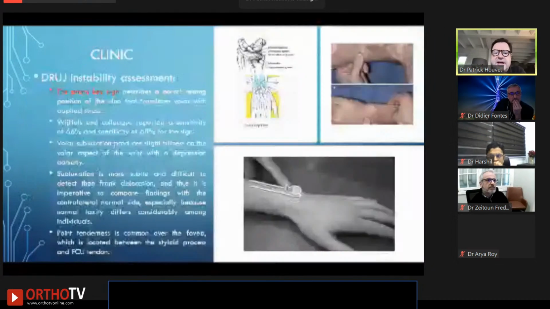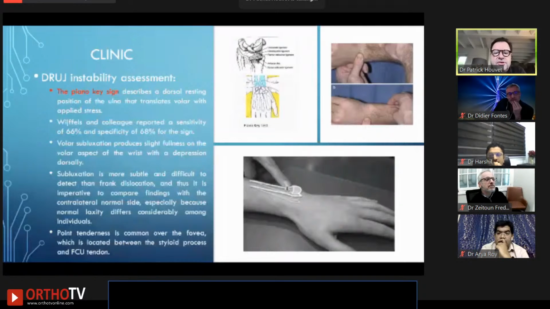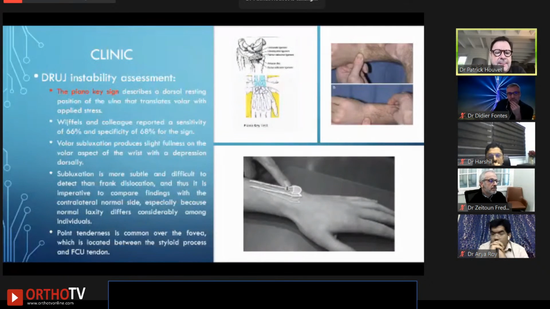There are three different signs. The first one is the piano key sign, described as a dorsal resting position of the ulna that translates volar with applied stress. There is very good sensitivity, but low specificity for this sign. Volar subluxation produces slight fullness on the volar aspect of the wrist with a depression dorsally.